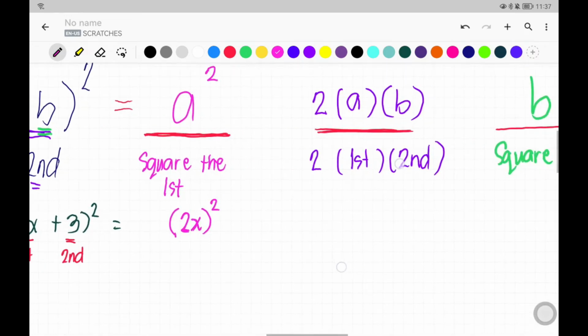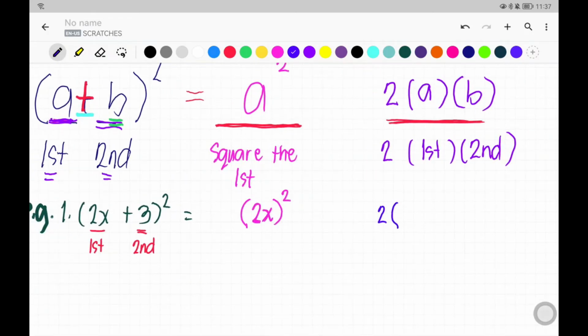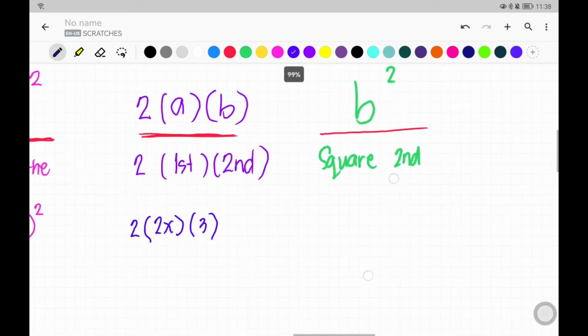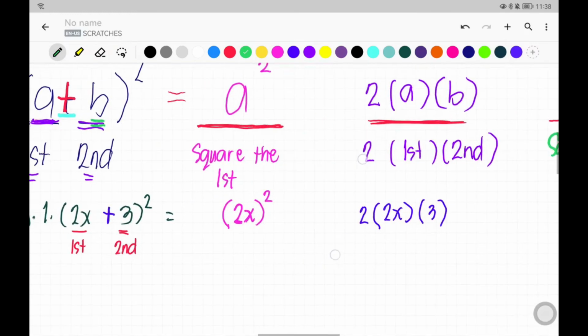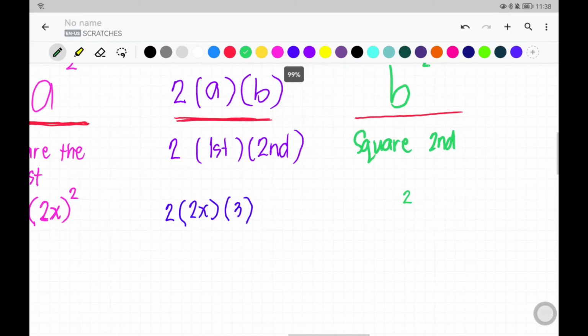Then next, dito naman tayo sa gitna. Follow natin yung pattern. Yung 2, i-times natin sa, ano nga ba yung first term natin? Ang first term natin ay 2x. And then, times natin sa anong second term natin? Ang second term natin ay plus 3. That would mean positive 3 yun. And then dito na tayo sa pangatlo, which is the b squared. I-square lang daw natin yung second term natin, ang second term natin ay 3. So, square lang daw natin yung 3.